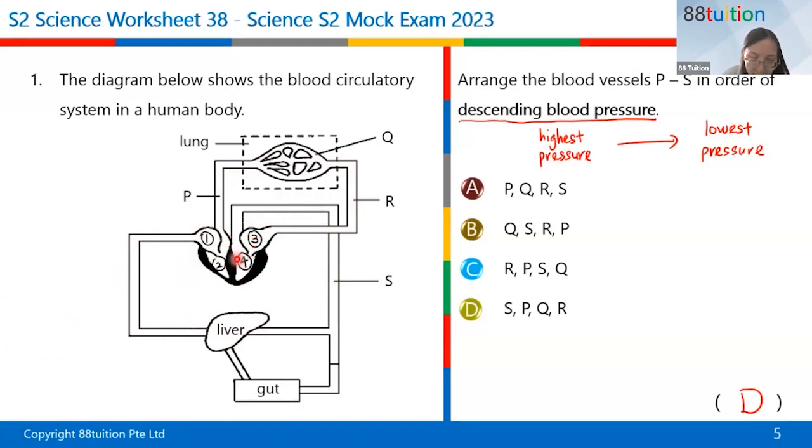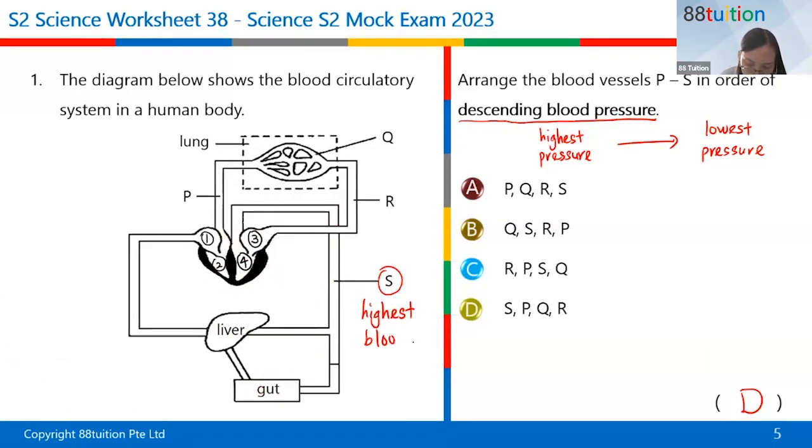And number 4 is the most powerful pump compared to number 2. 2 and 4 are pumps. Number 4 is the more powerful pump. It will pump up the pressure to the highest pressure. So S must be the highest pressure because S came from chamber number 4. From number 4, after 3, then 4, the blood will flow out to all parts of the body, including the liver and your gut of the digestive system. So S is the highest pressure.